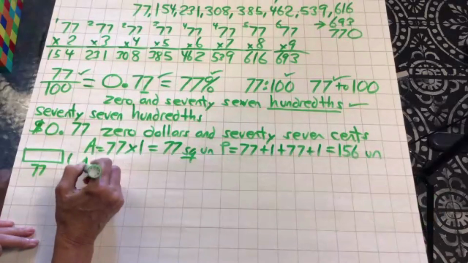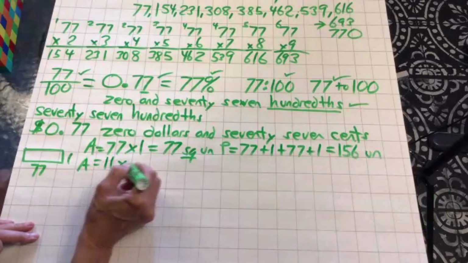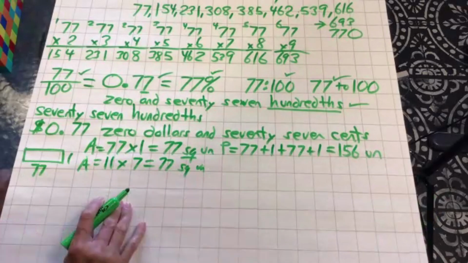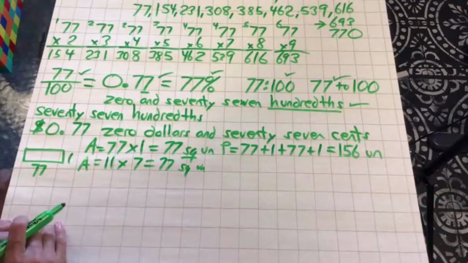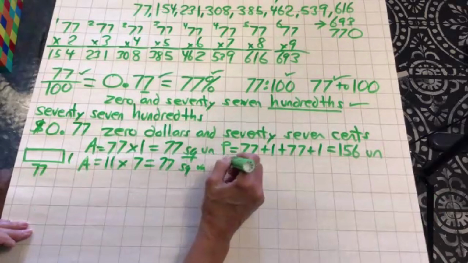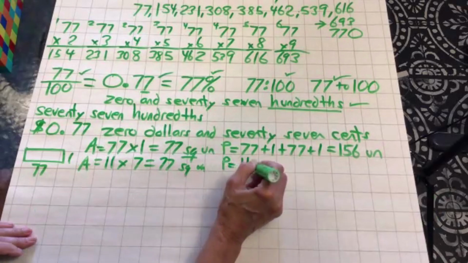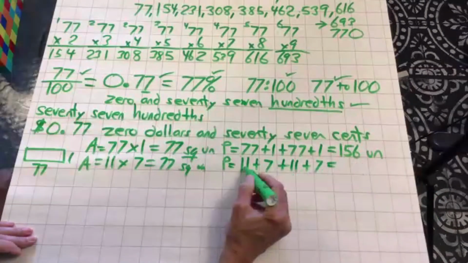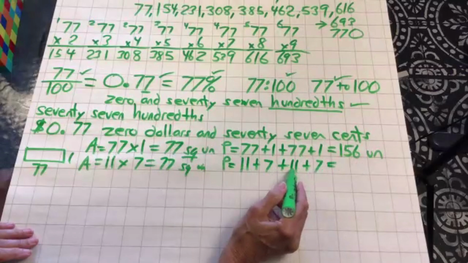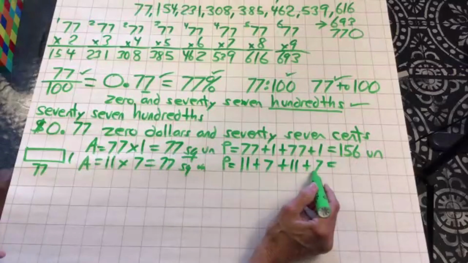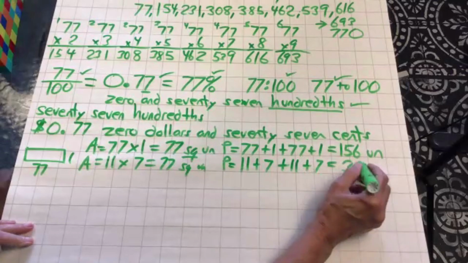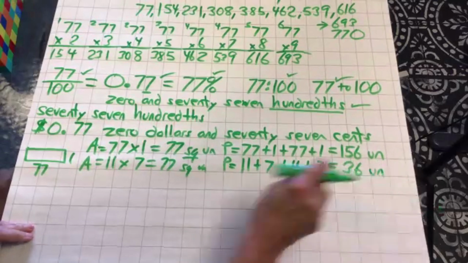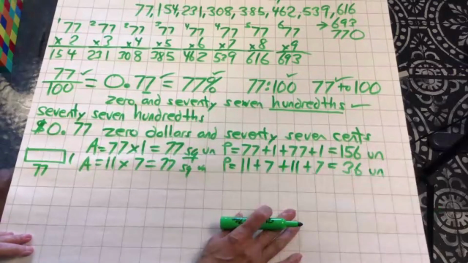All right, let's just do one of each. So this time our area is going to be 11 by 7, which is 77 square units. So we've arranged our squares into 7 rows of 11. So here we go. We have 11 plus 7 plus 11 plus 7, pretty close to a square here. We know 11 plus 11 is 22. 7 plus 7 is 14. 22 plus 14 is 36 units. All right, we're looking good.